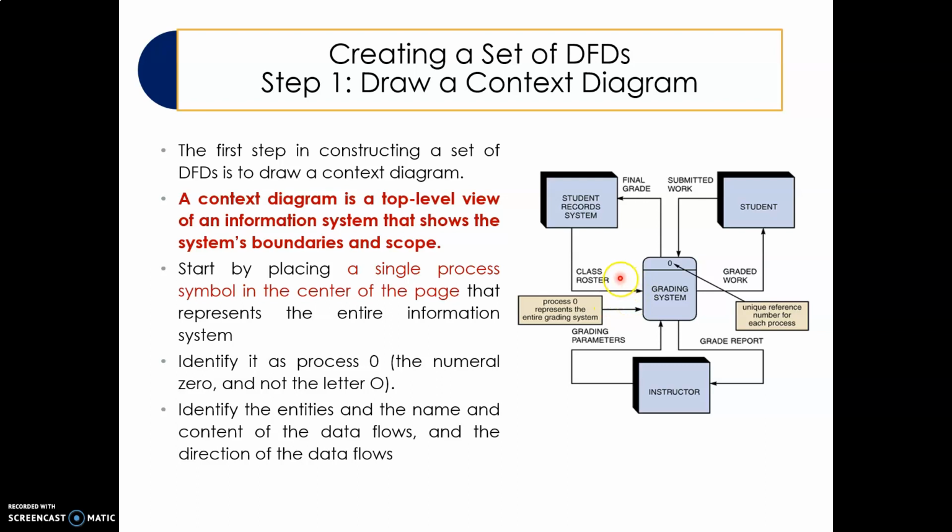So how do you know which entities and data flows to place in your context diagram? You begin by reviewing the system requirements, then identify all external data sources and also the destinations. So during that process, you will identify the entities, the name and content of the data flows, and the direction of the data flow, like I said before.